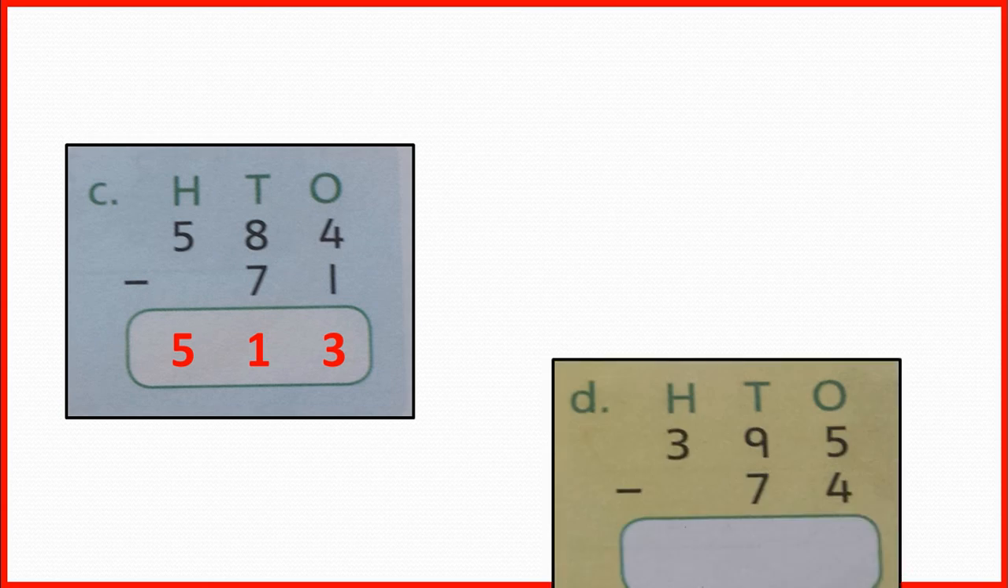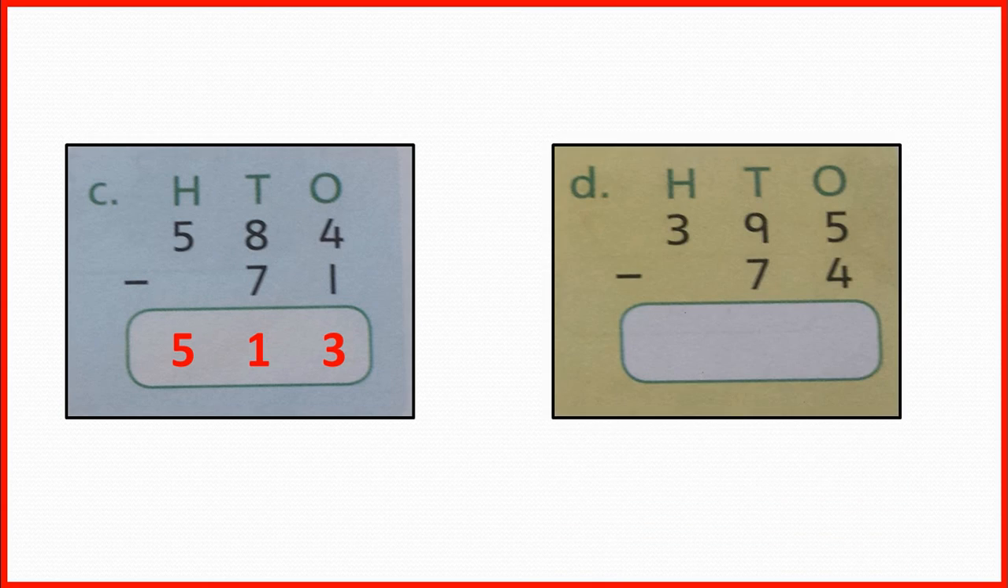Now here is part D of question number 1. When 4 subtracts from 5, the number comes 1. When 7 subtracts from 9, the number comes 2. And there is nothing to subtract from 3. So here we write 3.